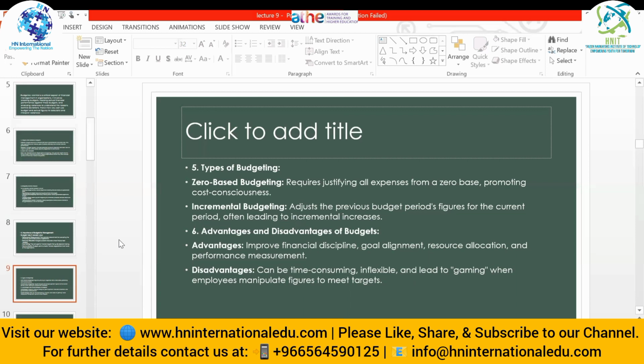Incremental budgeting adjusts the previous budget period's figures for the current period, often leading to incremental increases. That is, we are going to compare the past result with the present one, and then we can predict for the future. Obviously, we want more and more.